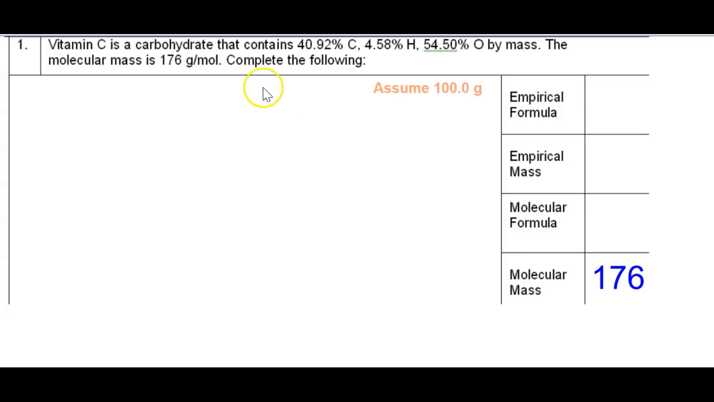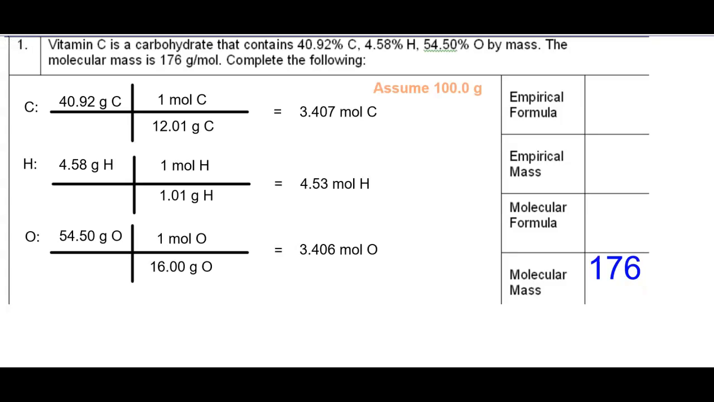So we're going to say assume 100 grams because we do have to perform the first step, percent to mass, because we have everything in percentages. Remember when we say assume 100 grams, that means if I have a 100 gram sample, 40.92% would be 40.92 grams. So the next step of the poem is mass to mole. So we take each of their masses and divide them by the periodic table number to get our moles.